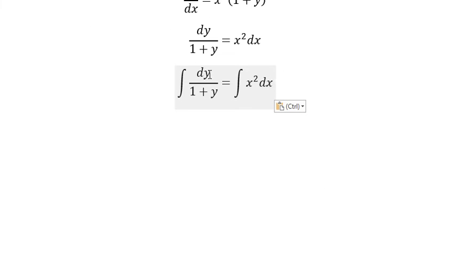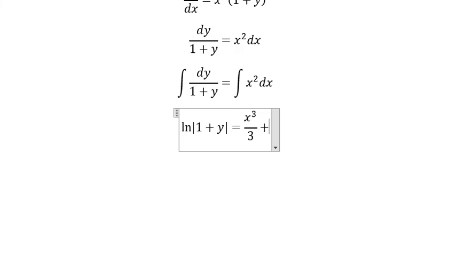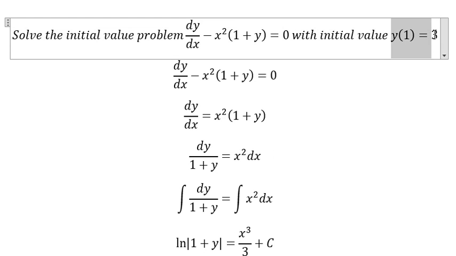So the integration of this one, you get ln of the absolute value of 1 plus y. The integration of s squared, you get s to the power of 3 over 3, and we add c. Now we have the conditions in here.